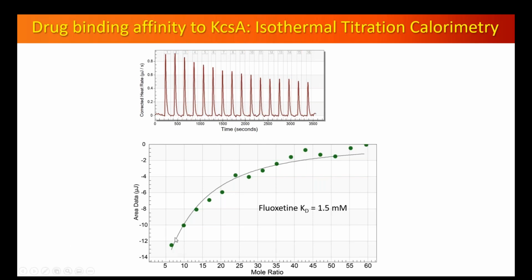And in these set of experiments, we just started here, and I'm showing fluoxetine as an example. We would incubate KCSA, purified KCSA, not in LUVs, with the drug that we wanted to test, to see whether there is binding and at what concentrations there's binding of the drug to KCSA. And as an example, for fluoxetine here, we find that the affinity constant derived from the heats of binding is 1.5 millimolar.